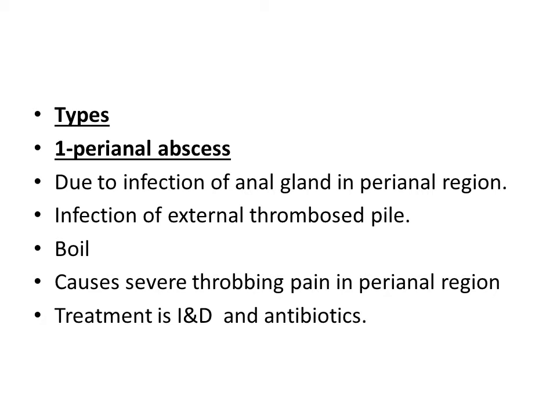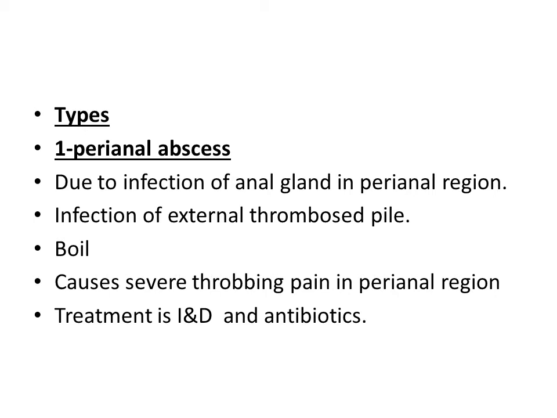Types. First is the perianal abscess. It is due to infection of the anal glands in perianal region. Sometimes it may be the infection of the external thrombosed pile, or it may start as a boil which spreads in immunocompromised patients or in patients who are prone to infection, such as the diabetic ones, the patients on steroids. The boil, starting as a boil, it can spread and lead to abscess formation.